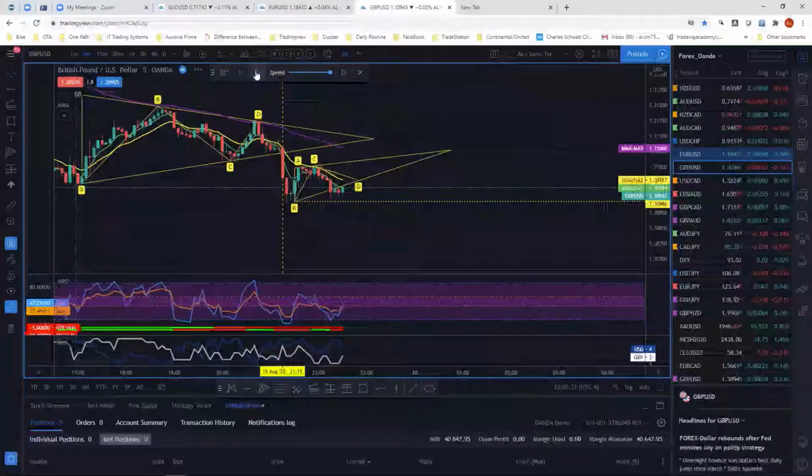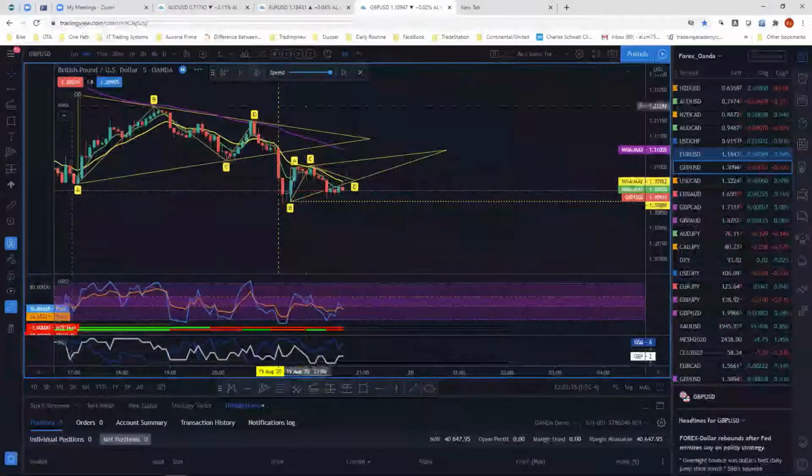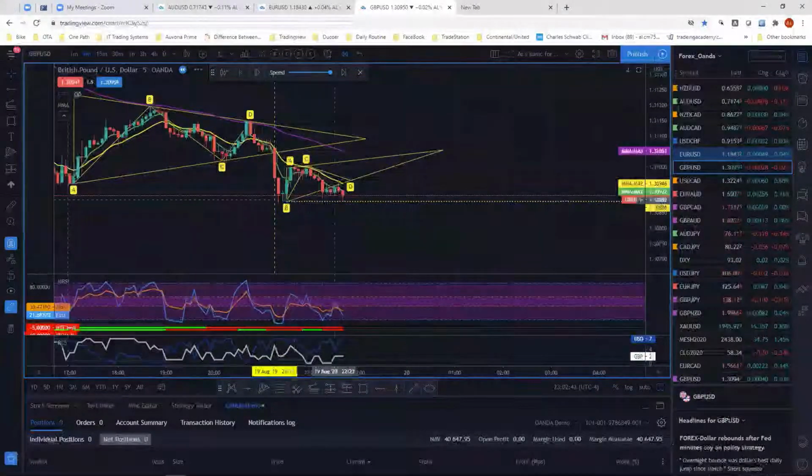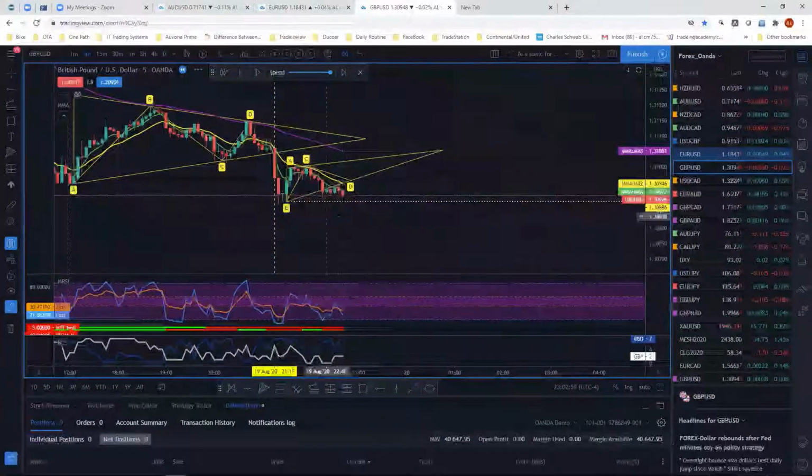Still testing the trend. Again, it went up, wicked up, still couldn't close above it. Closed. Now we have a new lower low of this candle that closed below all those other bodies. Still didn't close below this wick, but it did close below this blue candle. That's a good sign.